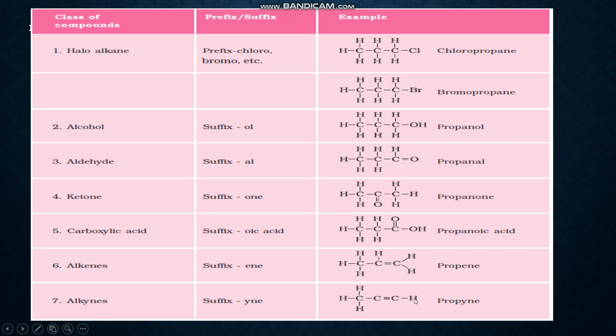Similarly, for alkyne, you have to identify whether this is a hydrocarbon, because only carbon and hydrogen are present. If it is a hydrocarbon, you have to see whether all the carbon-carbon bonds are single, or a double bond or triple bond is present. If all the carbon-carbon bonds are single, give the suffix ANE to the root word. If a double bond is present, give the suffix ENE. If a triple bond is present, give the suffix YNE to the root word. This we have already discussed in the previous class.